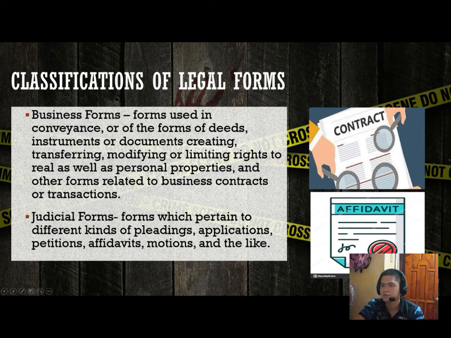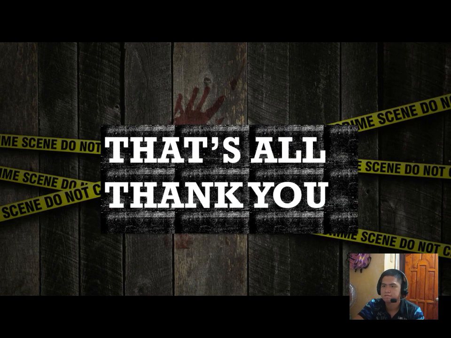Then judicial forms, forms which pertain to different kinds of pleadings, applications, petitions, affidavits, motions, and the like. So mostly kanina mga forms is naani sa mga judicial process like mga affidavits and mga pleadings. So if naay mga need na documents or forms used in judicial proceedings, mao ni siya na classifications of legal forms ang ginagamit. So that's all.